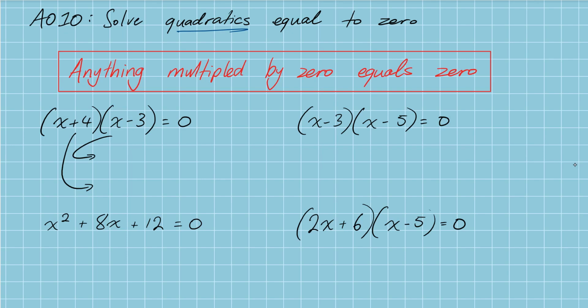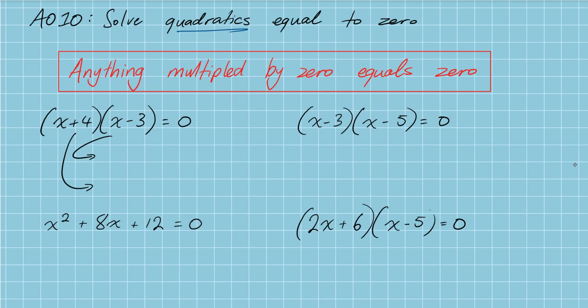So this skill we're going to learn here only applies when we're dealing with quadratics that are equal to 0. So you can see all the quadratics that we're dealing with here are equal to 0. Quadratics that are equal to 0 or can be made to equal 0.